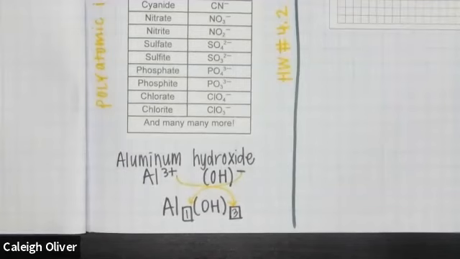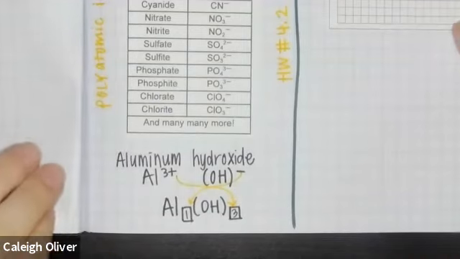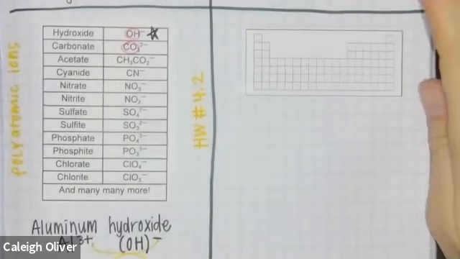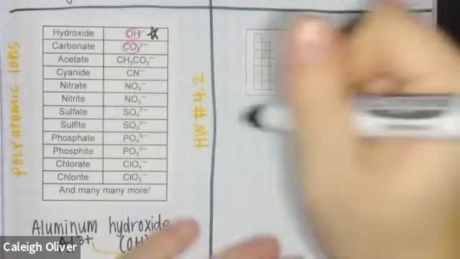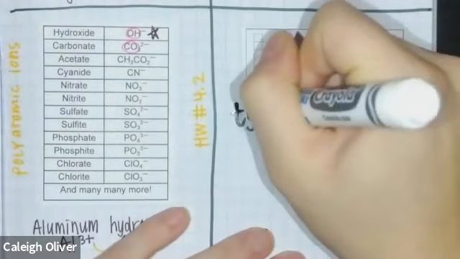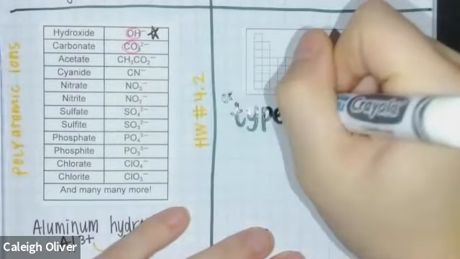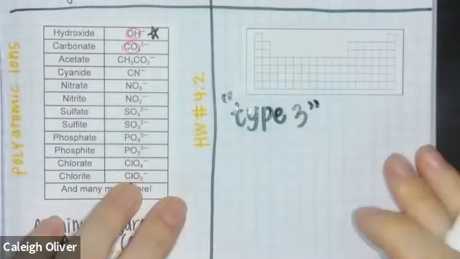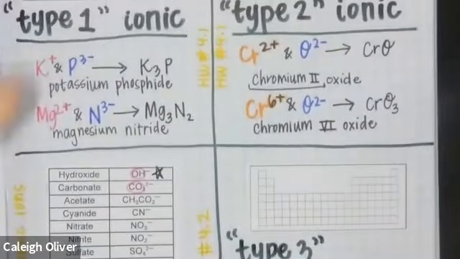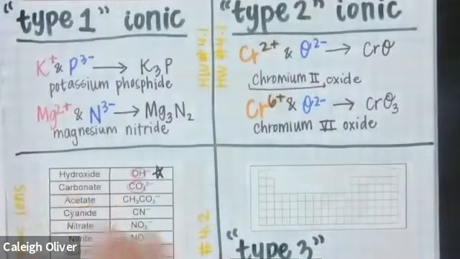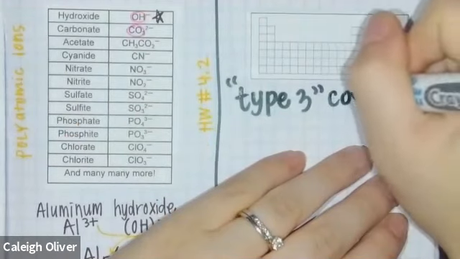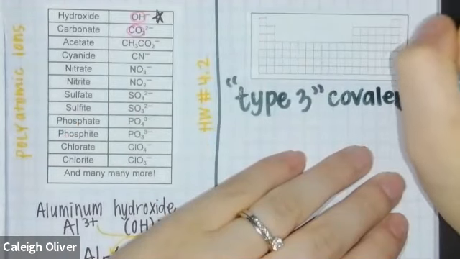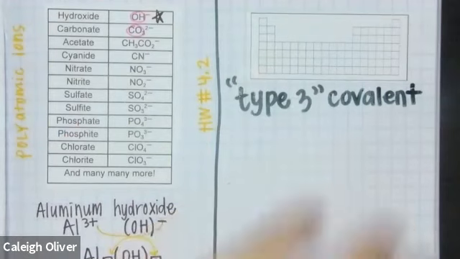The last one here is not going to be dealing with ions at all. It's going to be a new type called covalent bonding. This is type 3. This is the third one that we will encounter. So far we have type 1, type 2, polyatomic, and type 3, which is a new word, covalent.